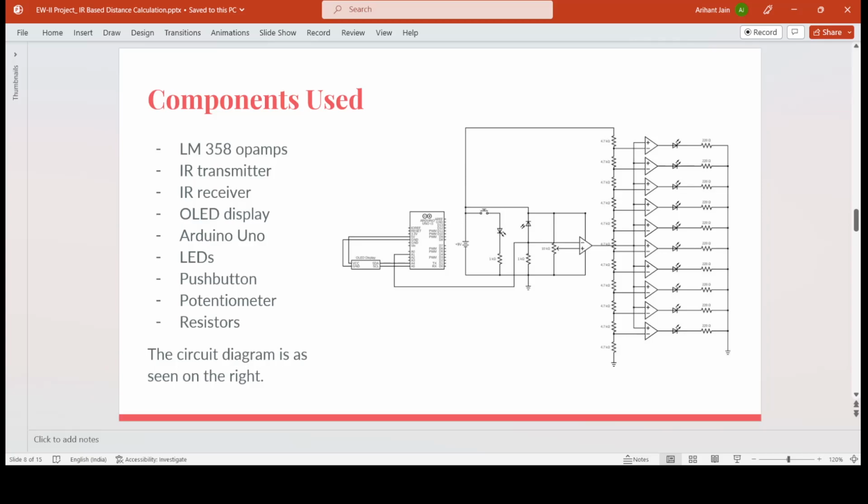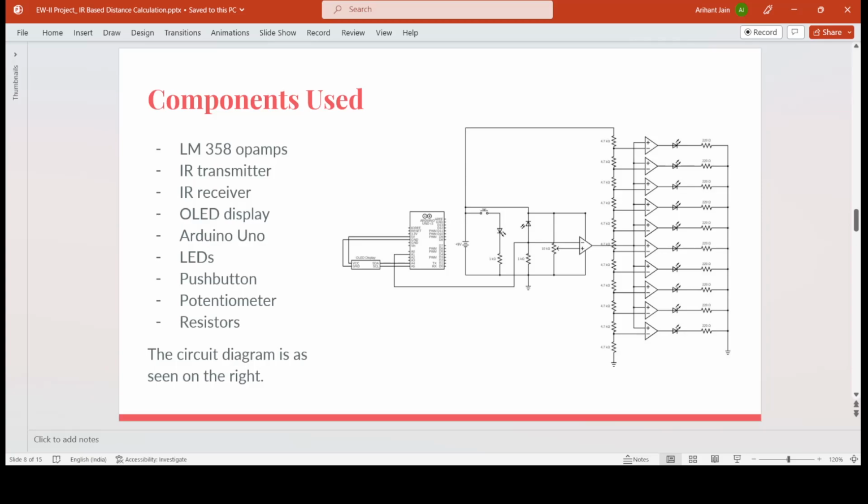So this is the circuit diagram of the circuit that we ended up using for our final project. The components that we used are listed on the side, and the circuit can be seen. So the leftmost part of the circuit is the Arduino, which is going to give us an accurate measurement of the distance, which will be displayed on the OLED display.